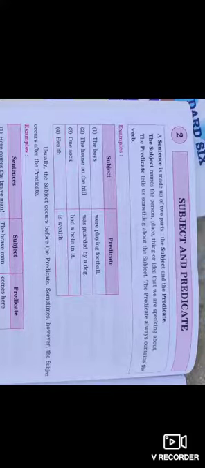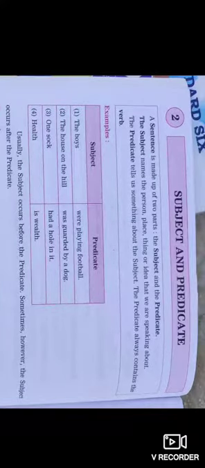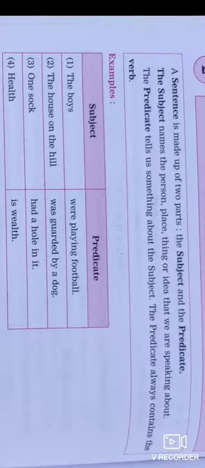Now it is a part of our syllabus. Okay, subject: how to identify the subject in the sentence and how to find out the predicate in the sentence. So when a sentence is constructed, it has two parts, that is subject and predicate. Both have different functions in the sentence.